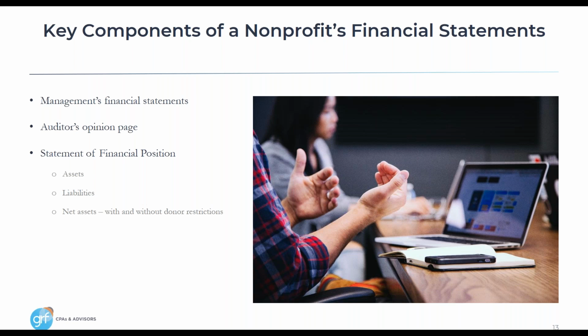Liabilities include items such as accounts payable, deferred revenue, accrued expenses, and perhaps a line of credit liability. And then net assets. Net assets can be both with and without donor restrictions. If there are with donor restrictions, these could be restrictions due to purpose restrictions, or they could be restrictions due to the passage of time. But the important thing is that assets will equal liabilities plus net assets.